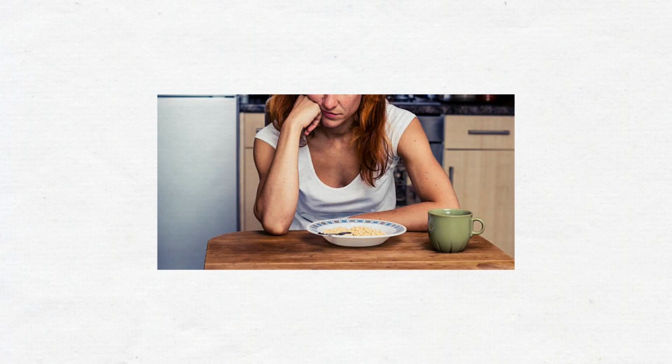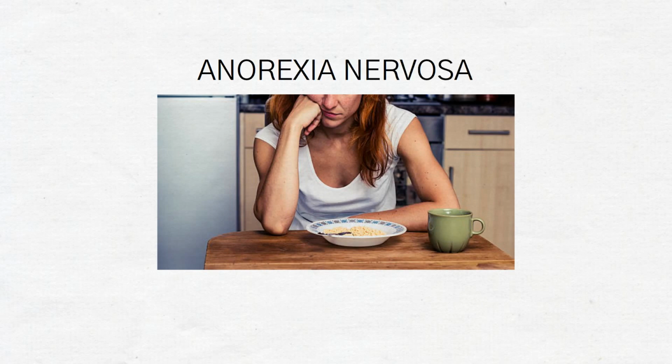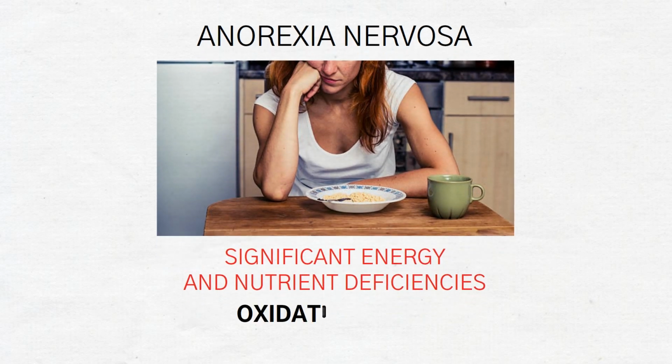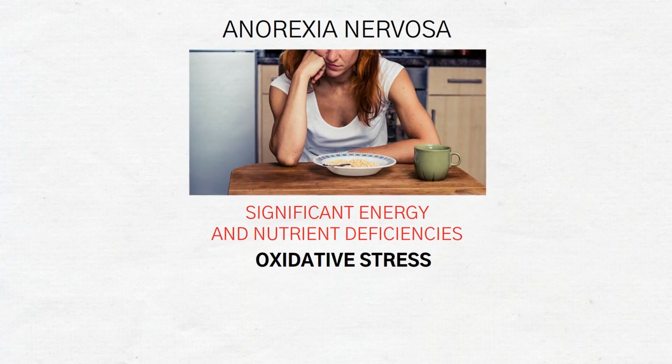Anorexia nervosa is an eating disorder characterized by self-imposed starvation and a distorted body image. It primarily affects young individuals, with a higher prevalence in females. The condition eventually leads to significant energy and nutrient deficiencies. Key to the connection between anorexia nervosa and free radicals is oxidative stress. Oxidative stress is an imbalance between the production of free radicals and the body's antioxidant defenses.